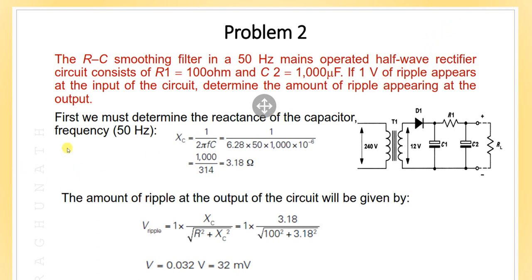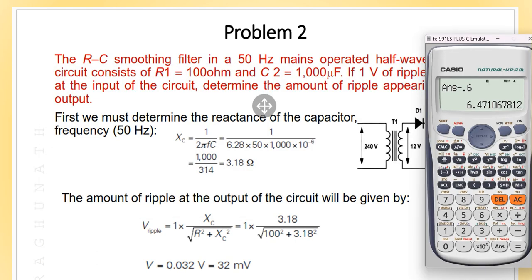Let us say now. The theory part you can refer to the textbook or class notes. So the formula: you have to find out the reactance of the capacitor, Xc. Xc is equal to 1 by omega C. Omega is 2 pi f. In the formula book you can see omega is equal to 2 pi f. So 1 over omega C means 1 over 2 pi f into C.